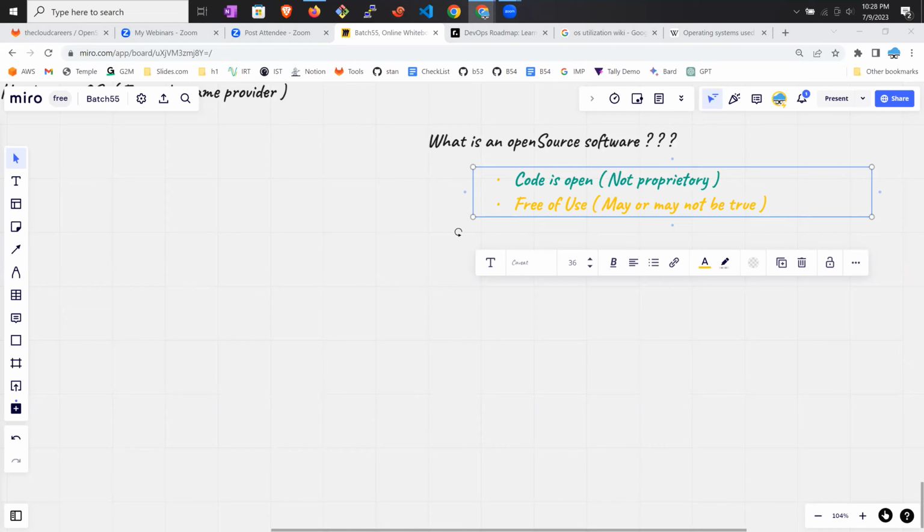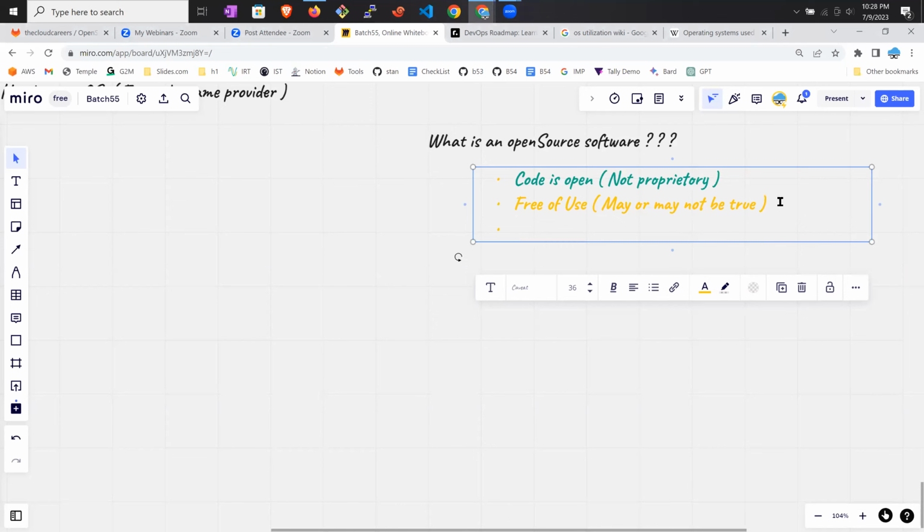Contribution. This is a new word. And anyone can update. Yes, which means code is open. Modifications are allowed. Yes, that again falls under the category of code is open.